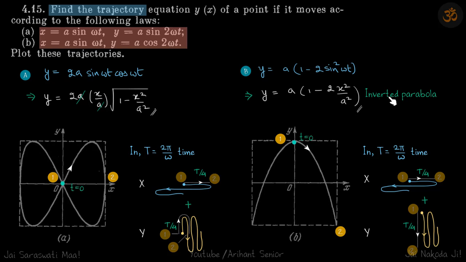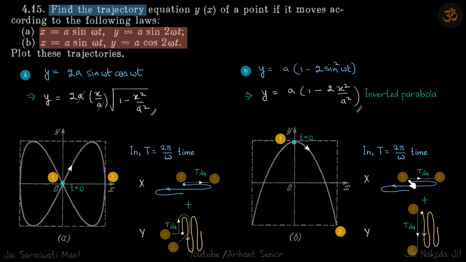Now the second part. You can see this is an inverted parabola. So you can directly draw it, but let's understand what's happening here also. Again, just like the first case, the frequency in x direction is half the frequency in y direction. Here at t equal to 0, x is 0 and y is extreme. So we are starting here. If we are starting here, our x will look like this, and it's the top of y, so y is going to look like this.